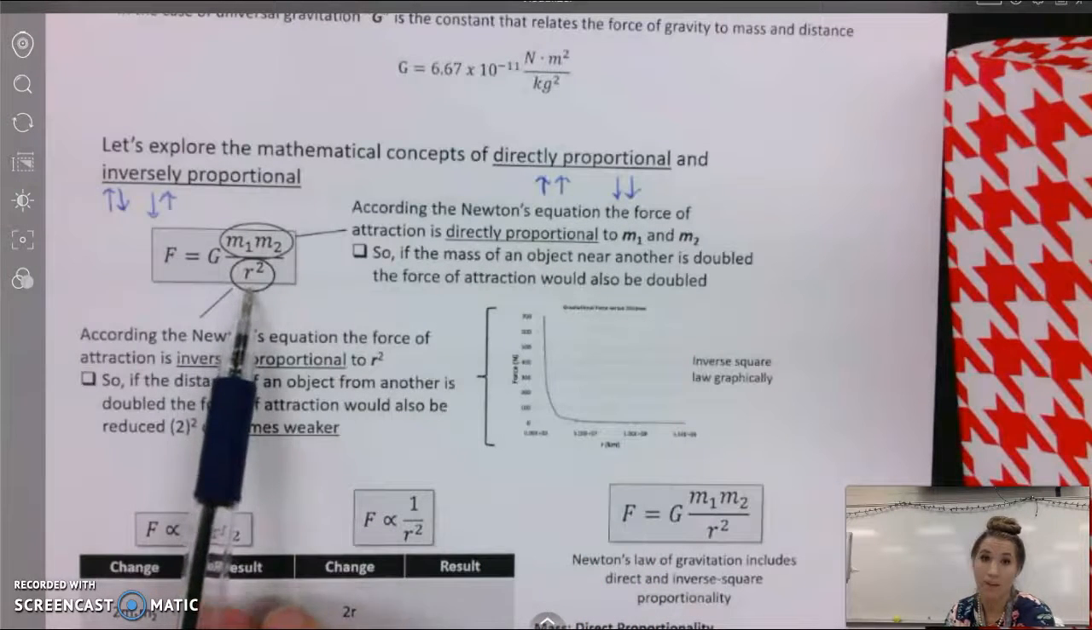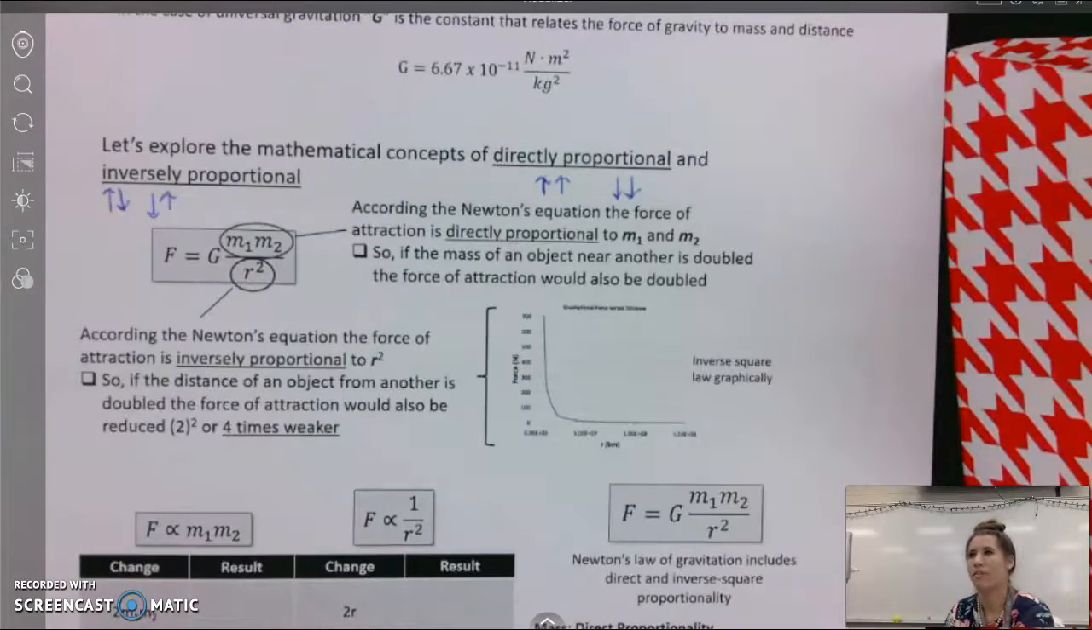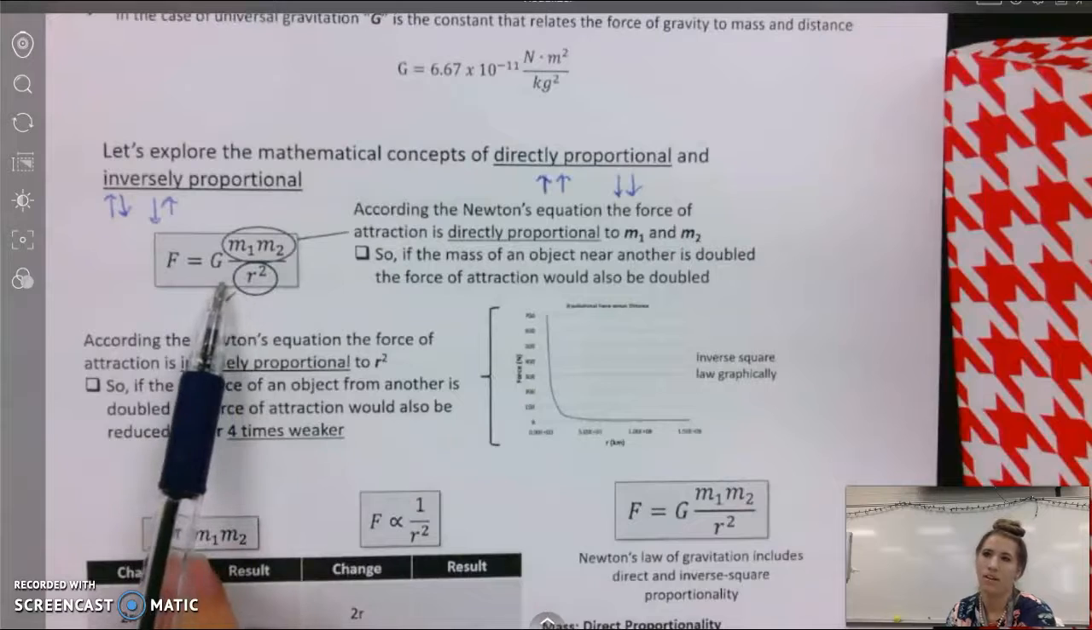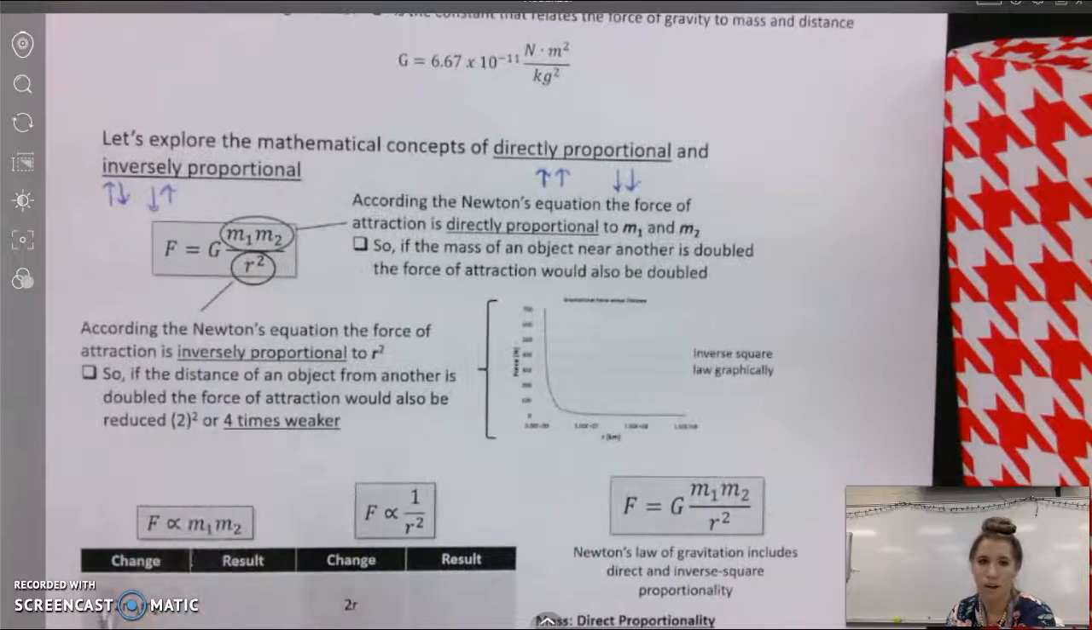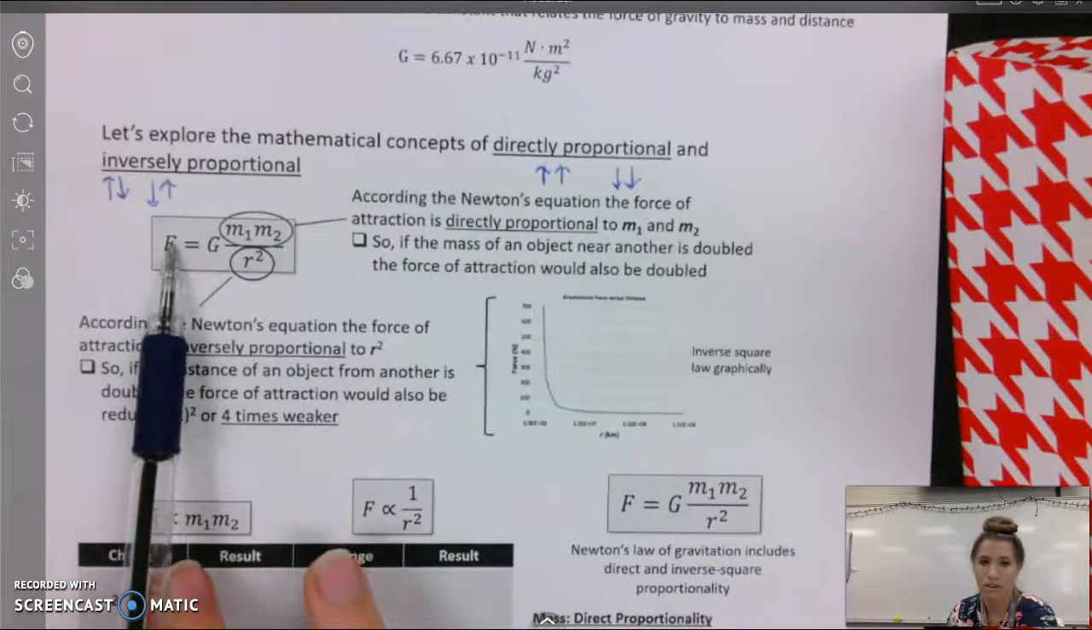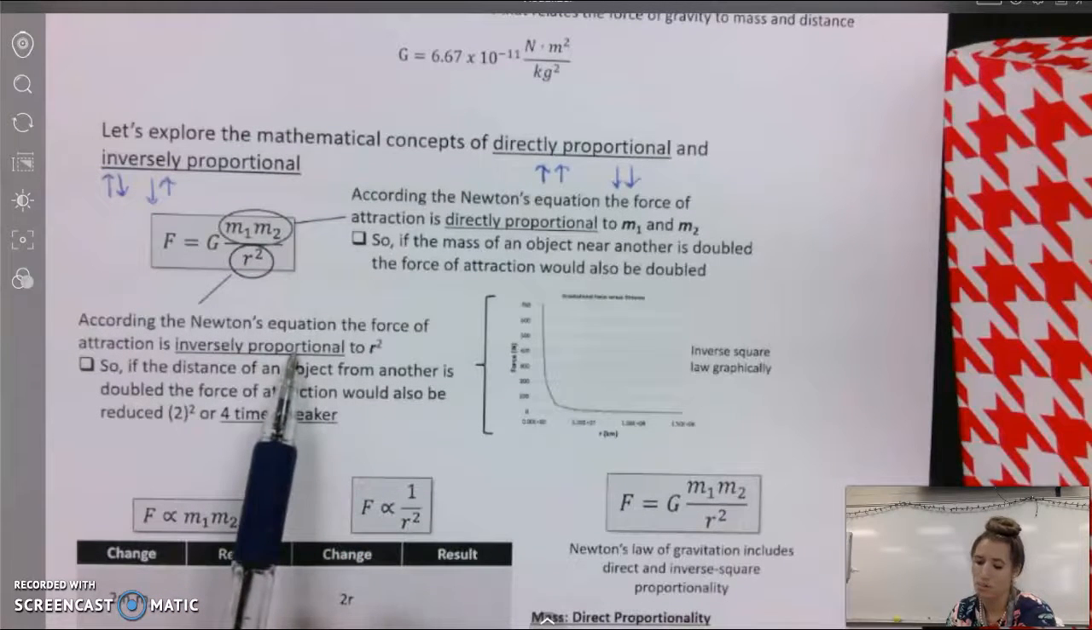Now, what if we're on the bottom of our fraction? Like if we have 1 over 5, and then we change that to 1 over 10. I increased the bottom of my fraction there, and it made the overall smaller. So when this got bigger, that got smaller. Okay? And that's called inversely proportional.